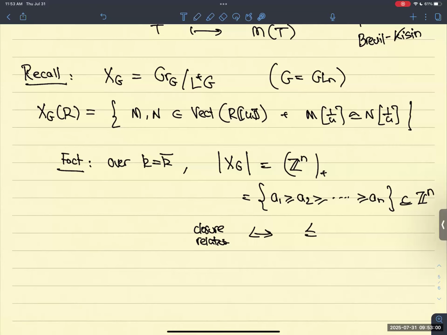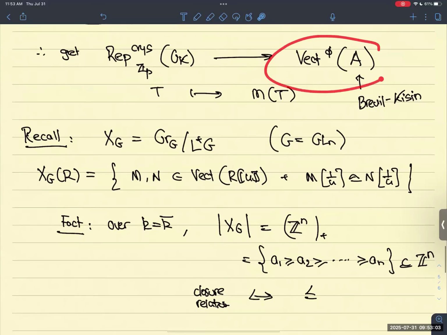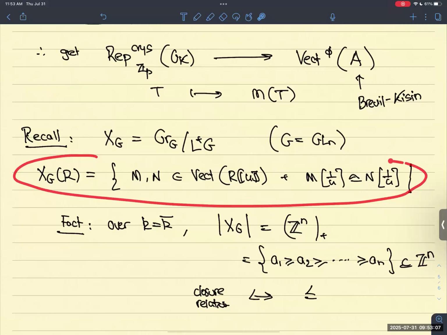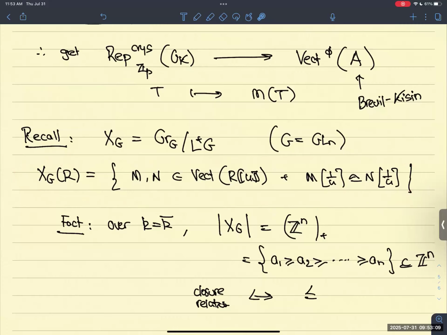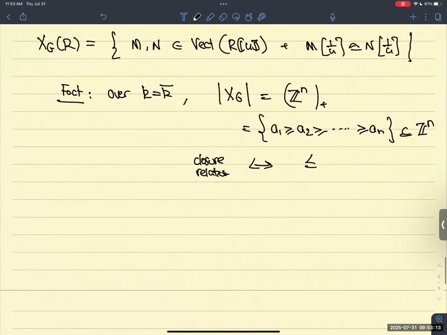And so why am I introducing this object? I was trying to tell you something about these Breuil-Kisin modules, and now I just told you some linear algebra business, and so here's why I did it. Back to our setup, this Breuil-Kisin module M of t gives you a point.